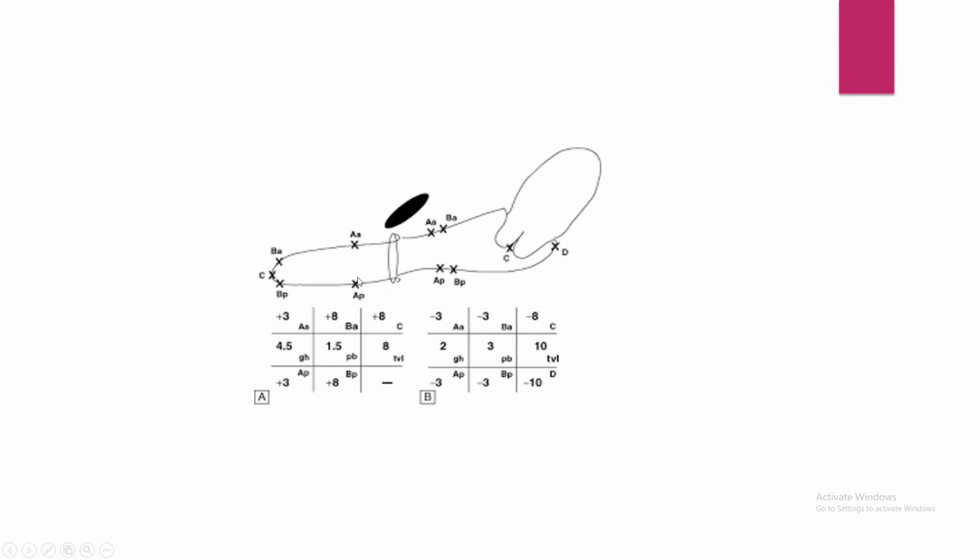prolapse. Now, can you see? Can you tell me whether it is a normal prolapse or vault prolapse? It is a vault prolapse. C is there, but D is not there. D is absent.